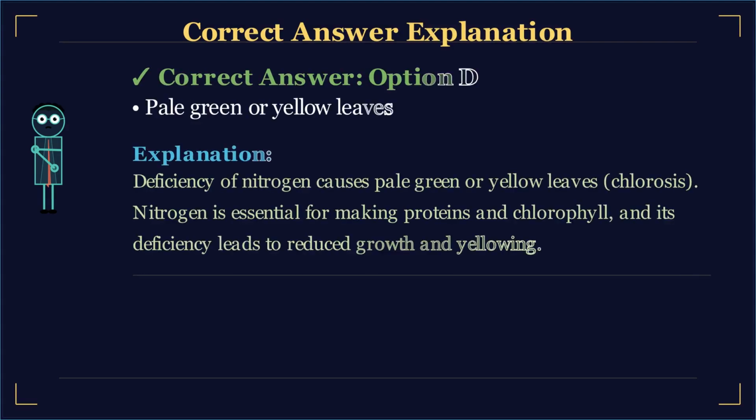Here's the explanation for the correct answer. Deficiency of nitrogen causes pale green or yellow leaves, chlorosis. Nitrogen is essential for making proteins and chlorophyll, and its deficiency leads to reduced growth and yellowing.